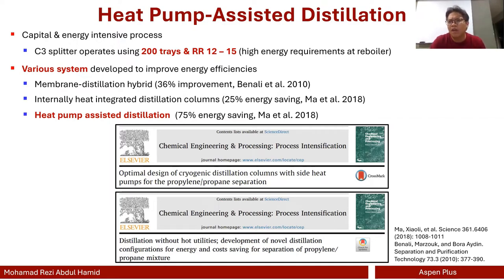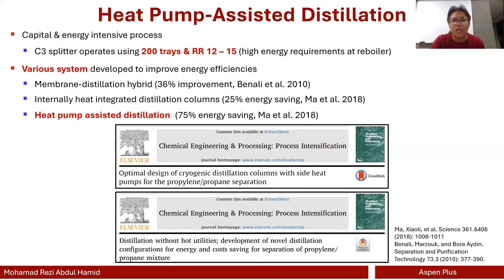Given the fact that they require a lot of energy, researchers nowadays have tried various systems in order to improve the process efficiencies as well as reduce their energy requirement. For example, among the approaches that people have developed would be to incorporate a membrane system. In this case, they're using a membrane distillation hybrid system where you put the membrane first to do the bulk separation, and then the permeate of the membrane will enter the distillation column, but the distillation column would do a polishing of the propylene only.